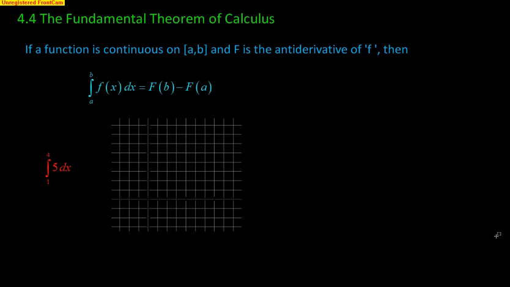Hi everyone, welcome back. This is section 4.4 of my calculus class, the fundamental theorem of calculus. So we're finally at the point where we integrate and we'll be able to find the actual area using the fundamental theorem of calculus. Now, it states right here that if a function is continuous on a closed interval from a to b, and capital F is the antiderivative of lowercase f, then this is your fundamental theorem of calculus formula right here.